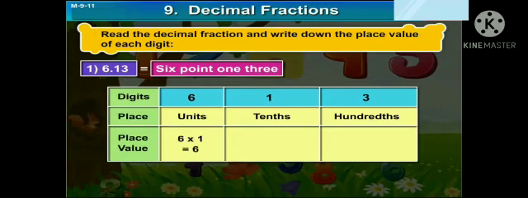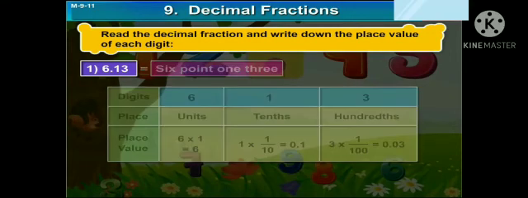Now, the place value of 6 is only 6. The place value of 1 is 1 into 1/10, which is equal to 0.1. And the place value of 3 is 3 into 1/100, which is equal to 0.03.